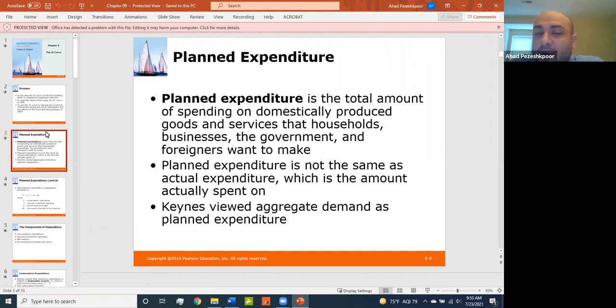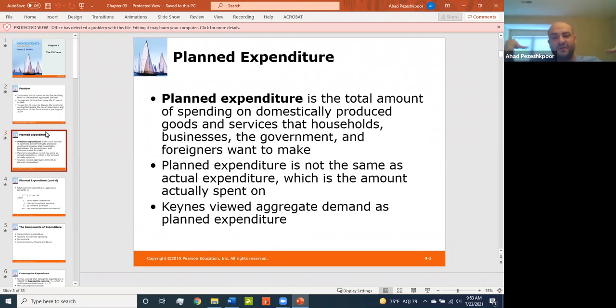It's the total amount of spending on domestically produced goods and services that households, businesses, the government, and foreigners want to make. So, as a businessman or a businesswoman, I own my own business. I want to understand how many customers I will get. For example, if I own a restaurant, will I have 10 customers today or 100 customers?